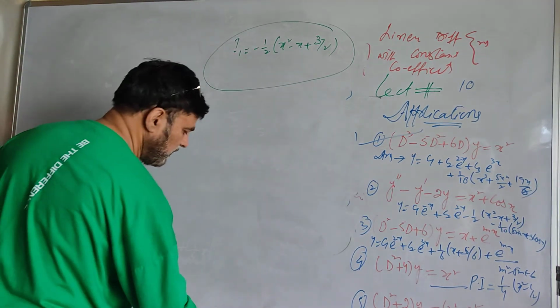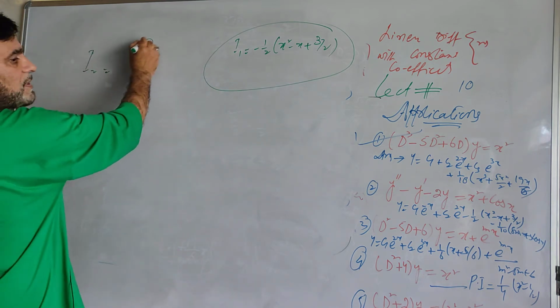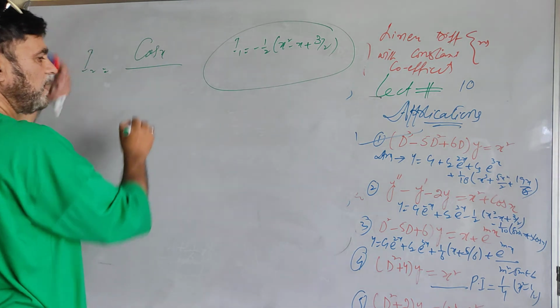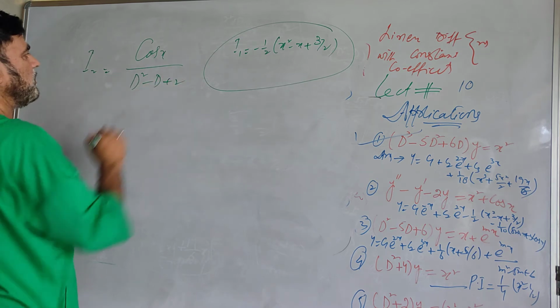which I had named I2. Your I2 is what? It is cos x by d square minus d plus 2.